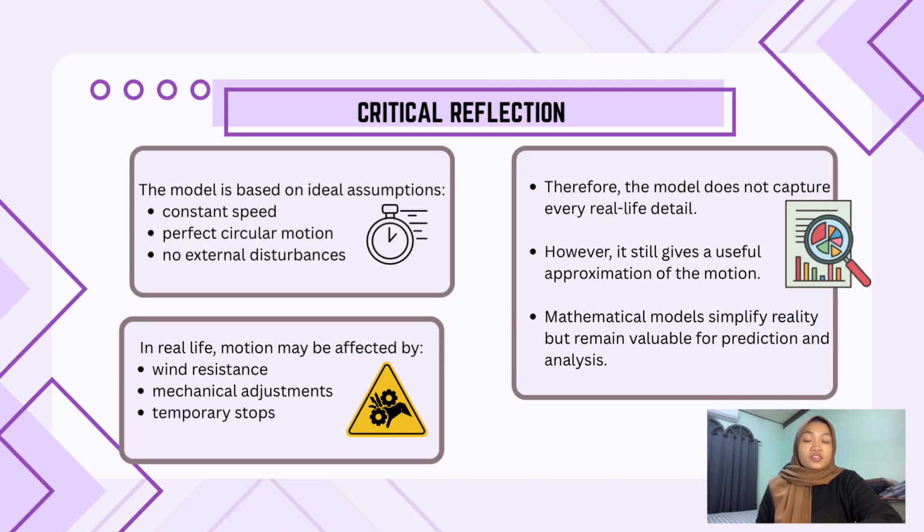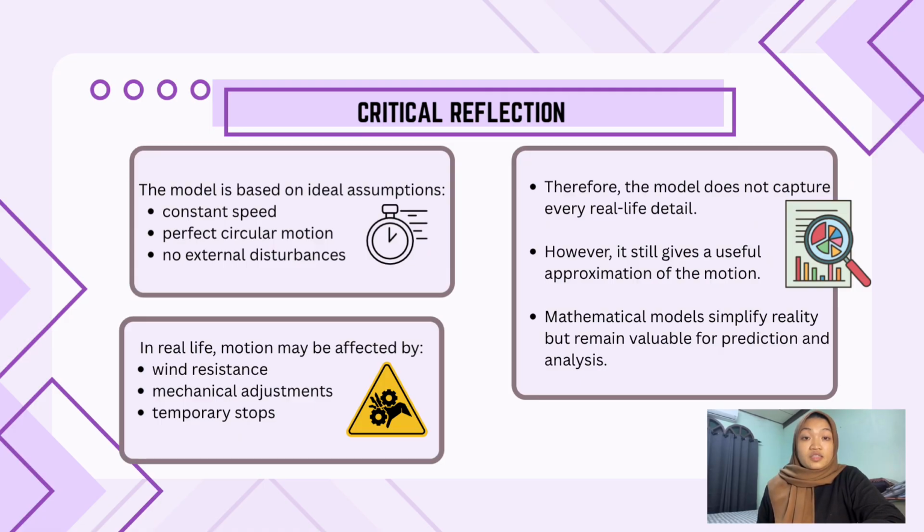Lastly, I will discuss the critical reflection of this model. The model is based on ideal assumptions such as constant speed, perfect circular motion, and no external disturbances. However, in real life, the motion may be affected by factors such as wind resistance, mechanical adjustment, and temporary stops. Therefore, the model does not capture every real-life detail.